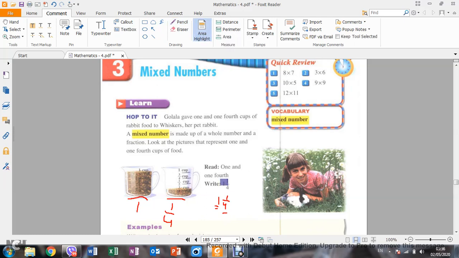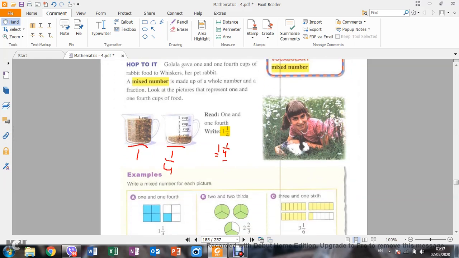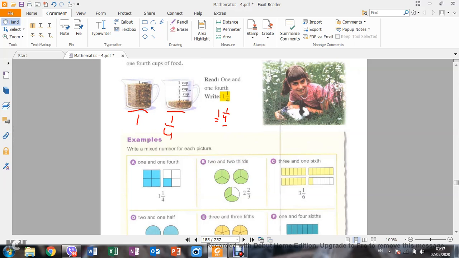1 and 1/4, okay? How do we write it? We write the whole number next to the fraction. The first step, you write the whole number, and the second step, next to it, you write the fraction, okay? How do we read it? At first we read the whole number, after that the fraction, using "and" between them. 1 and 1/4, okay?